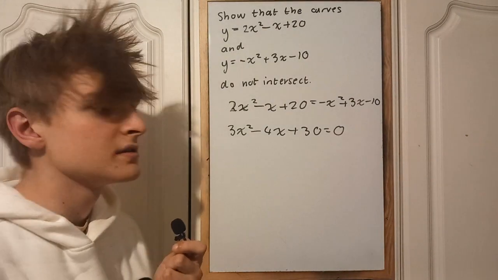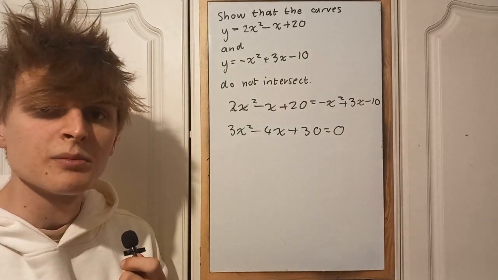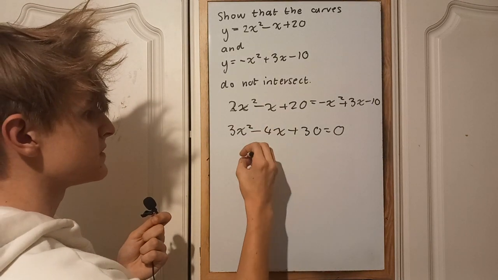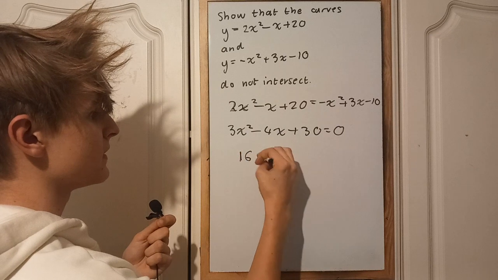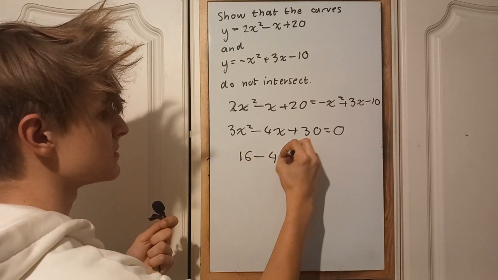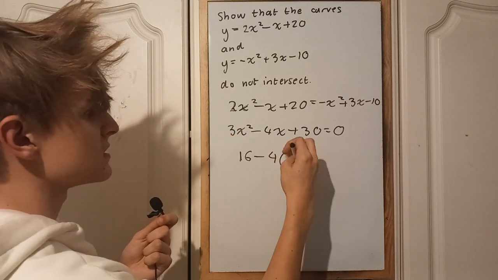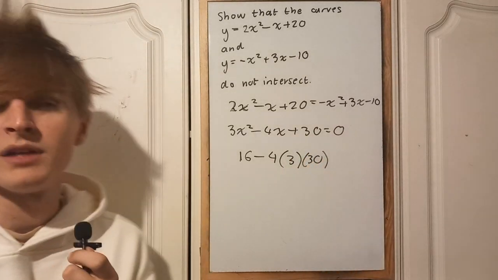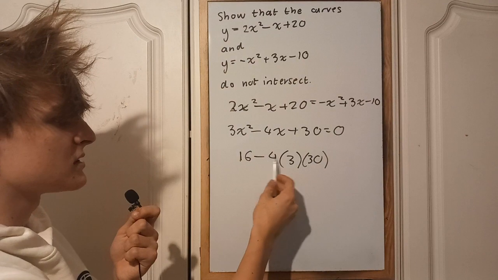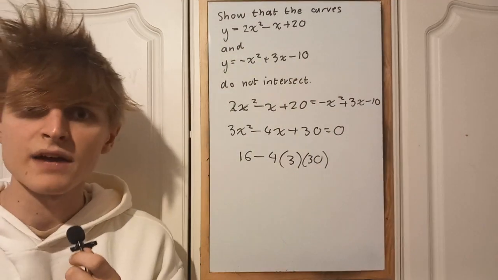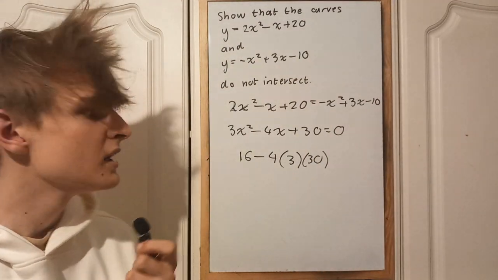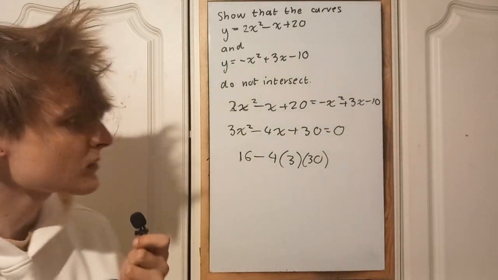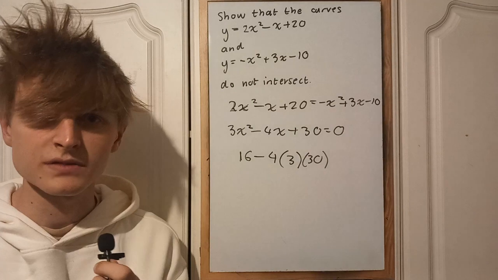Okay, so the discriminant is b squared minus 4ac. In other words, this squared minus 4 times this times that. So negative 4 squared is 16. And then we do minus 4 times 3 times 30. Now, do we really have to do any more work here? I mean, 16 minus, that's going to be 12 times 30. That's definitely negative. That is very negative. So this quadratic here, we've shown, definitely has no solutions, which means that there cannot be any points of intersection.